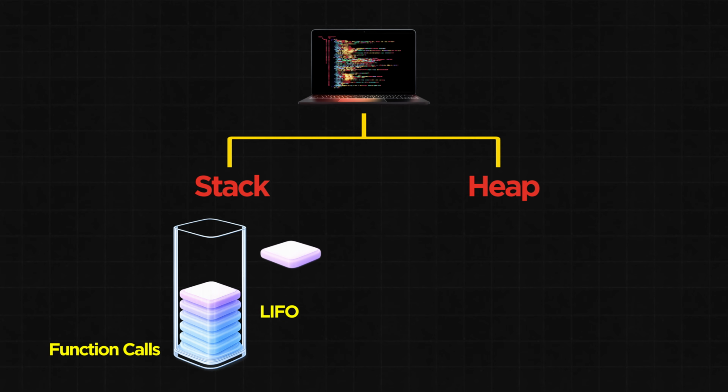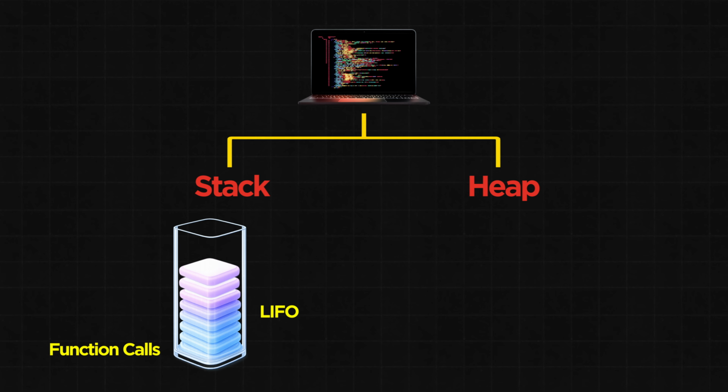If a function calls another function, that new function gets pushed on top. If that function calls another function, another layer gets added, and this keeps going. But here's the catch: the stack is limited in size. If you keep calling functions without stopping, for example in deep recursion, you can overflow the stack. That's what stack overflow really means. The stack ran out of space.